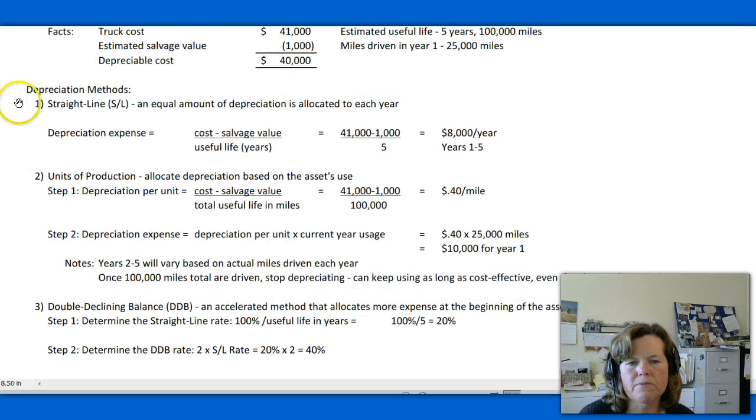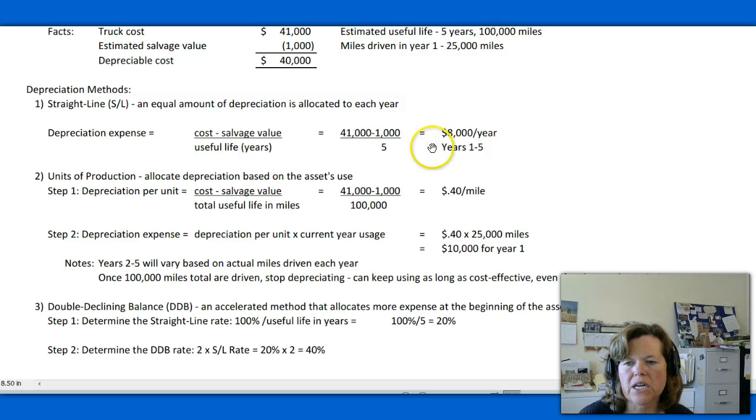Let's take a look. The first method we're going to look at is straight line. You'll see that often abbreviated S/L. And this is where an equal amount of depreciation is allocated to each year. So the calculation of depreciation expense is cost minus salvage divided by useful life. In this case, then 41 minus 1 divided by 5 gives us 8,000 a year.